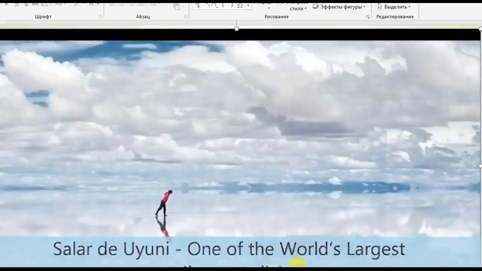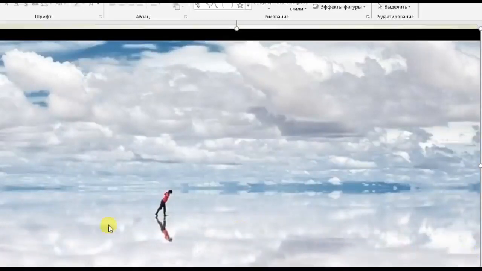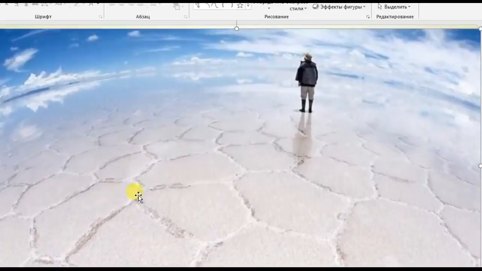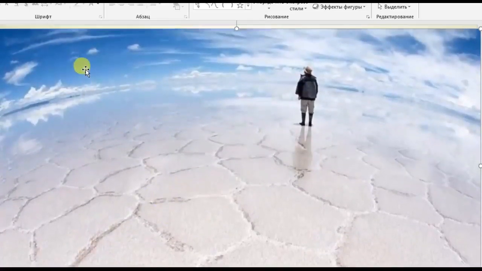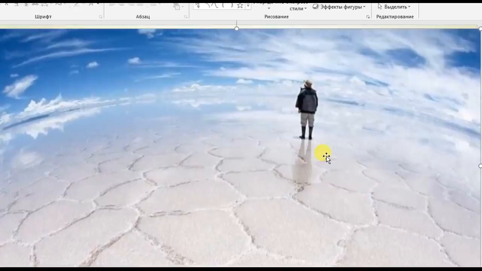Salar de Uyuni, one of the world's largest mirrors, in Bolivia. It is the world's largest salt flat, 10,582 square kilometers. It is in the Daniel Campos province in Potosi, in southwest Bolivia, near the crest of the Andes at an elevation of 3,656 meters above sea level. It's like a mirror. Salt attracts the sky. Amazing place for traveling. For dreaming.